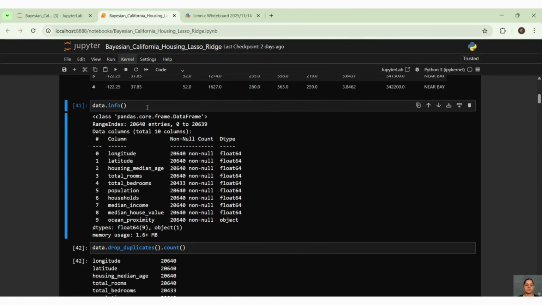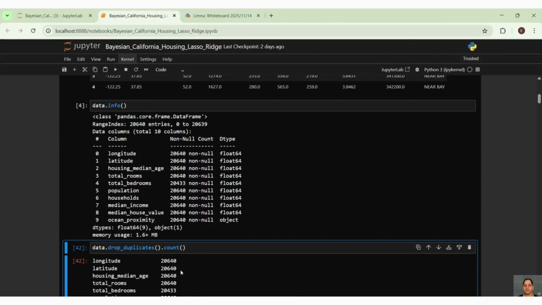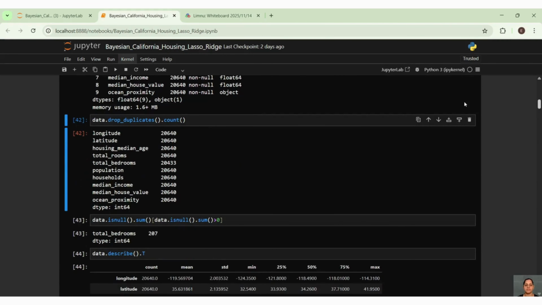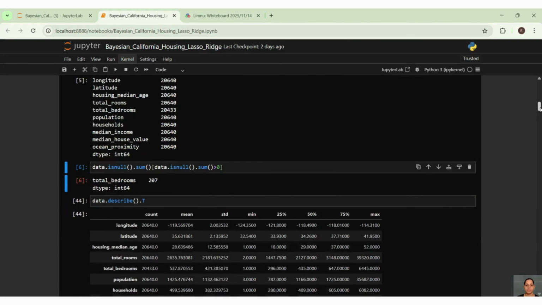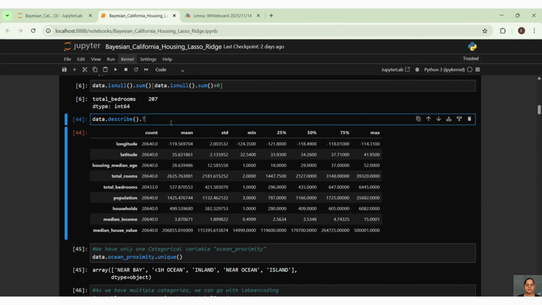And let's explore the info part. Here we have quite a large number of values, guys. You can see we have 20,640 rows, and let's see how it behaves. Okay. Then we have drop duplicates. Then we can see that total bedrooms has 207 null values present.